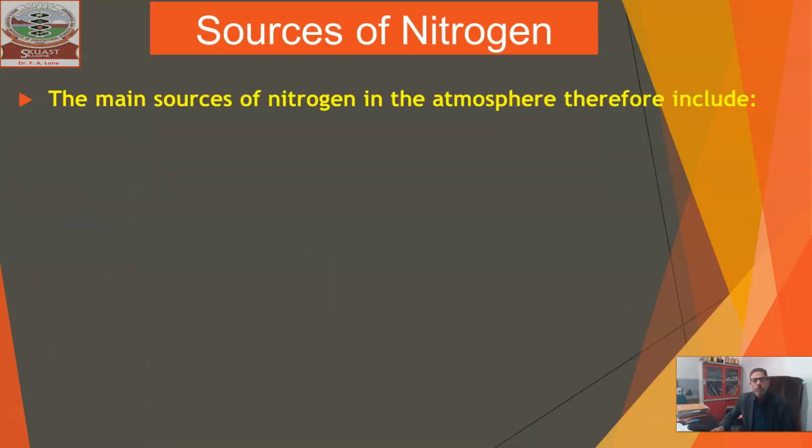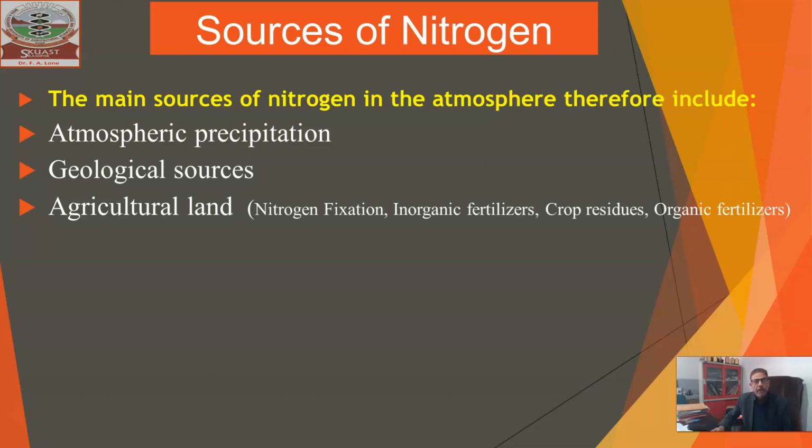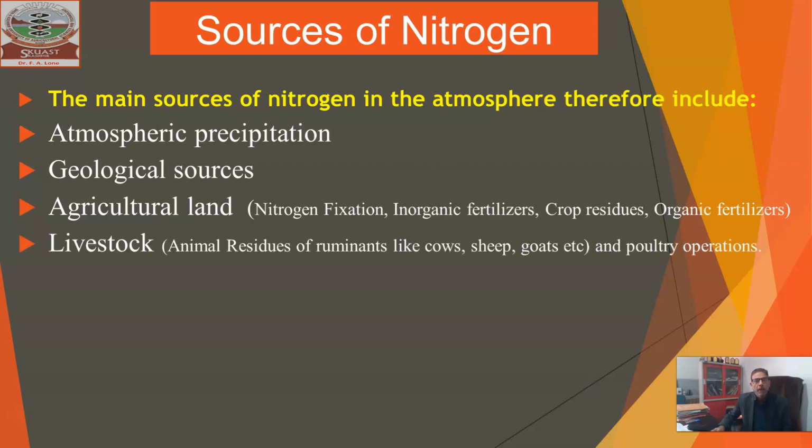Then the different sources of nitrogen in the universe. The main source of nitrogen is the atmosphere, which includes atmospheric precipitation, then geological sources, then agricultural land also, like nitrogen fixation, organic fertilizers, crop residues; they all have nitrogen. And also from livestock, like the animal residues of ruminants like cows, sheep, goat, and poultry operations, urban waste, and then also the burning of fossil fuels. So these are all the different sources of nitrogen.